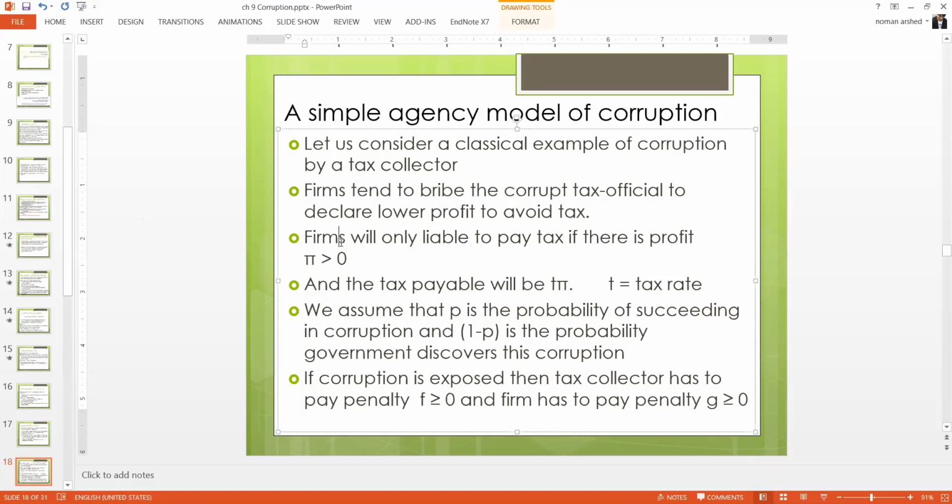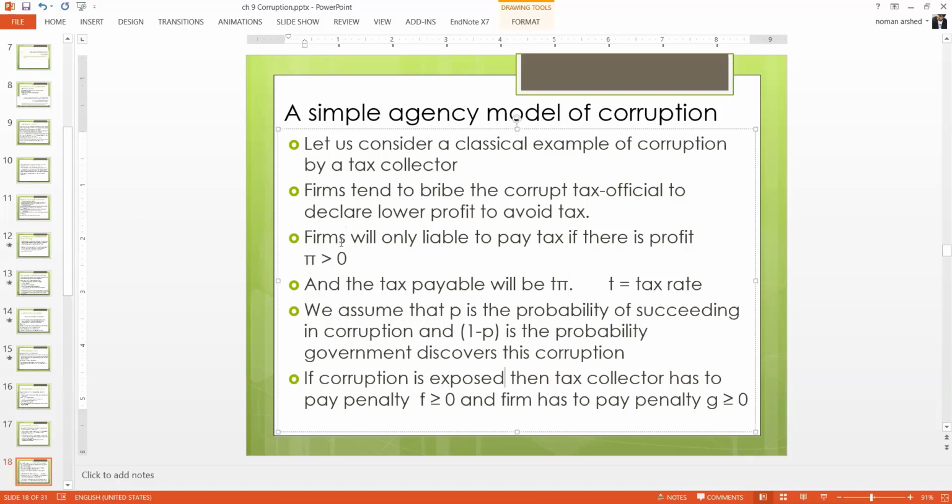Firms are only liable to pay tax if their profit is more than zero. If they are earning profit, then they have to pay tax, and the tax rate will be T. So T times profit, T times pi, will be the tax that they have to pay. So T is the tax rate in percentage. So we assume that P is the probability of succeeding in corruption, and 1 minus P is the probability that the government discovers the corruption, so he is unsuccessful.